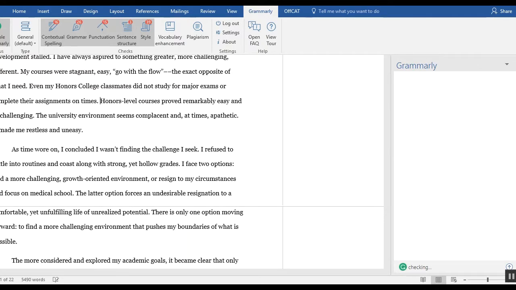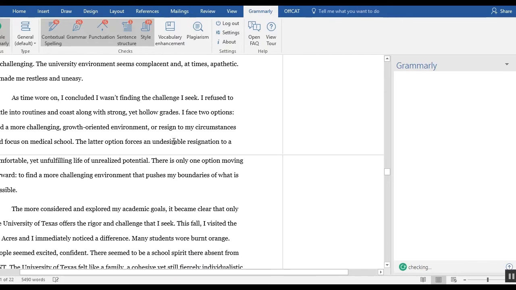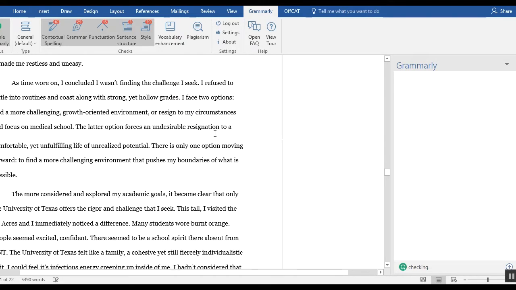Honors level courses prove remarkably easy and unchallenging. The university environment seems complacent and at times apathetic. It made me restless and uneasy. As time wore on, I concluded I wasn't finding the challenges I seek. I refused to settle into routines and coast along with strong yet hollow grades. I faced 2 options: find a more challenging, growth-oriented environment, or resign to my circumstances and focus on medical school. The latter option forces an undesirable resignation to a comfortable yet unfulfilling life of unrealized potential.